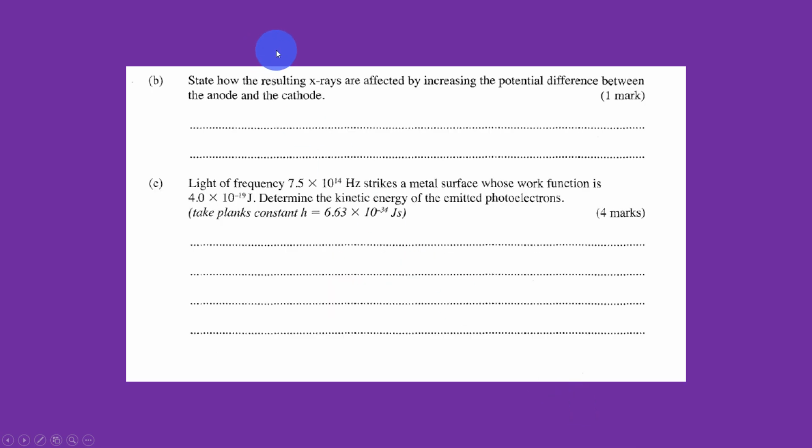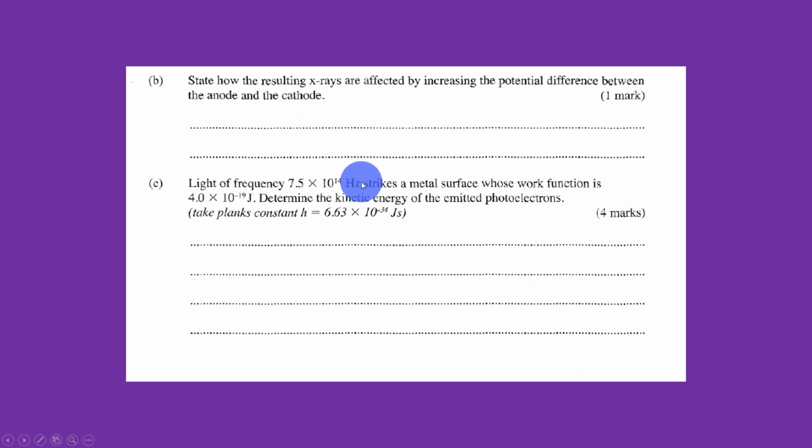And let's look at part B of that question. State how the resulting X-rays are affected by increasing the potential difference between the anode and the cathode. You see, this is the accelerating potential. The cathode rays will have a much higher speed. They will strike the target with a much higher speed, and therefore they are going to produce X-rays of a much higher frequency or more intense X-rays. So the energy of the X-rays will be increased.